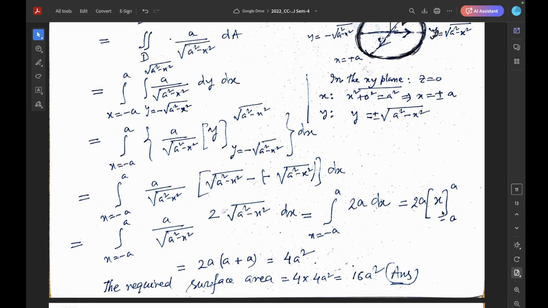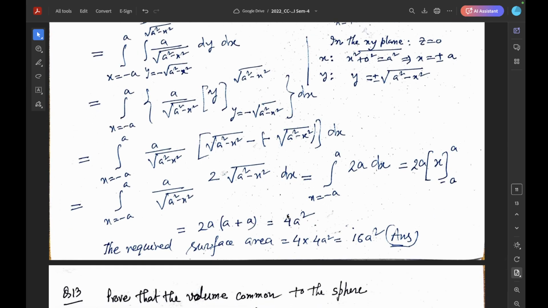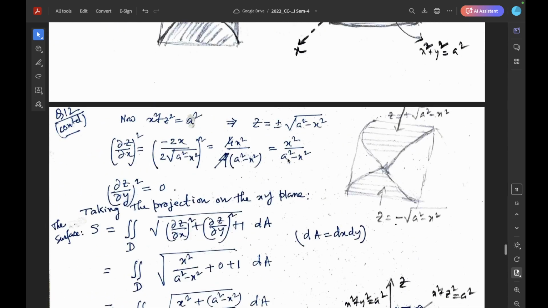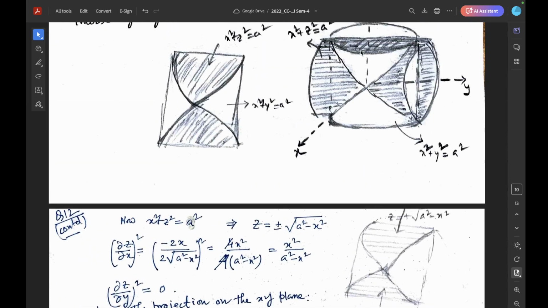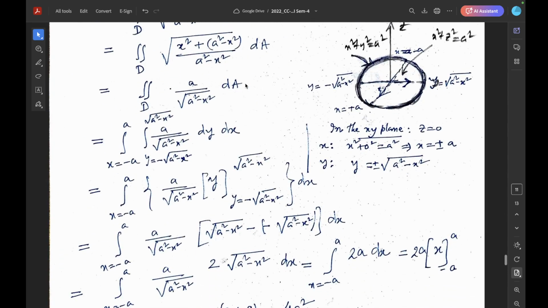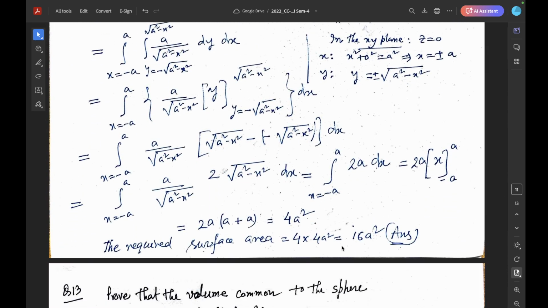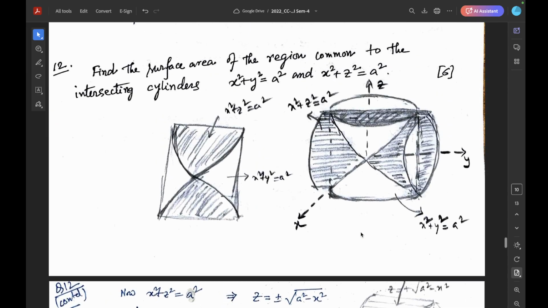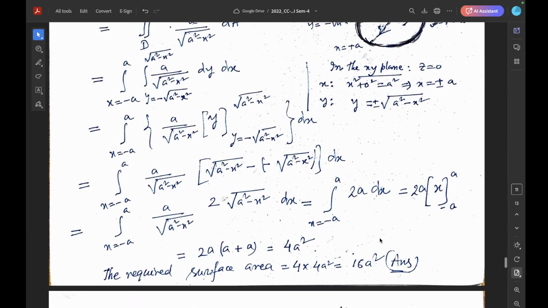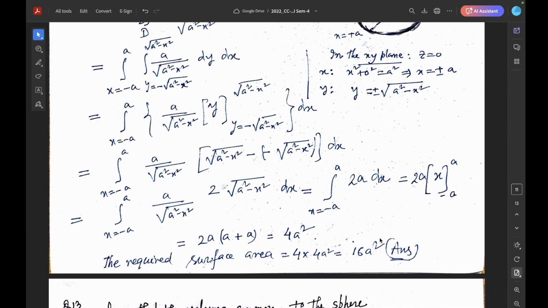So a plus a, twice a times 2a, is 4a square, and this 4a square is for this portion only. So we get another 4 parts, which is 4 into 4a square. Actually 16a square is the required surface area. This is the answer. For this portion we get this, and similarly we can get the other 4 portions. So the required surface area is 4 into 4a square, equal to 16a square.